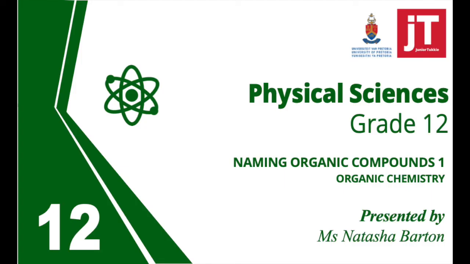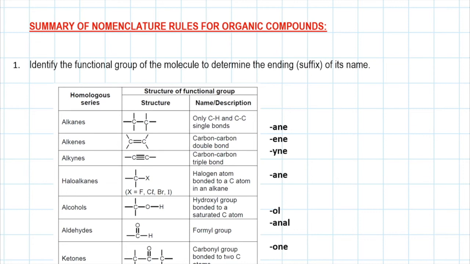Hello grade 12s and welcome to part 1 of 3 videos in which we will learn the nomenclature rules for organic compounds. These are the rules that we use in order to name different organic compounds that belong to different homologous series. I split this up into 3 videos because I've included a lot of examples that we're going to go through together to make sense of the rules.